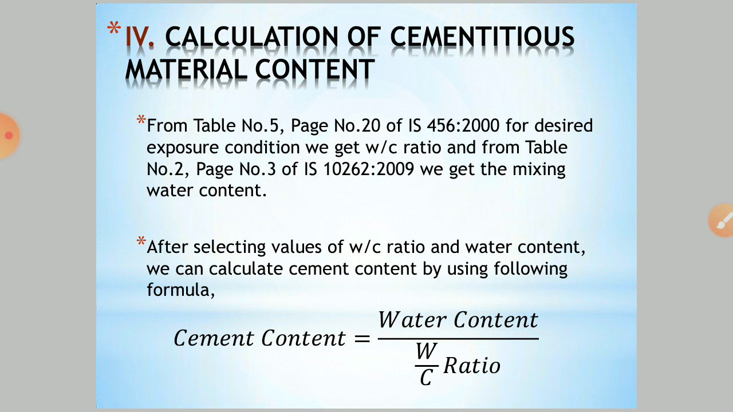Next part is, after calculating water cement ratio and water content, the cementitious material content. Now from Table 5, page 20 of IS 456:2000, for the desired exposure condition we get the water cement ratio, and from Table 2, page 3 of IS 10262:2009, we get the mixing water content.